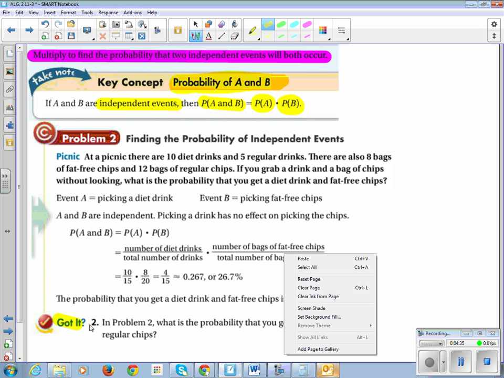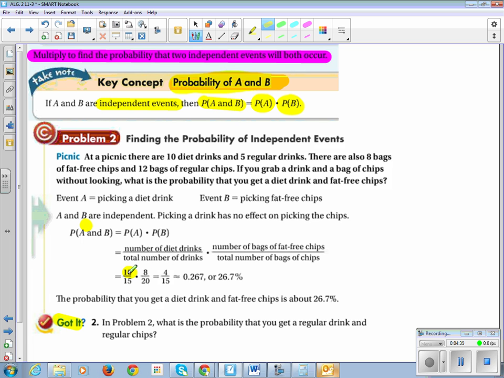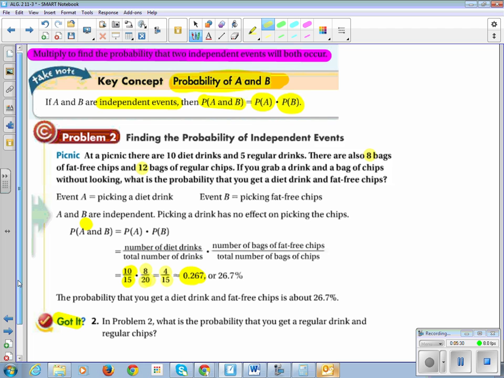So you take the number of diet drinks, which is 10, divided by the number of drinks, which is 15. And then the number of bags of fat-free chips, which is 8, divided by the total number of chips, which is 20. Wait, that says 12. Oh, because that's 12 regular. 8 fat-free and 12 regular give us a total of 20. That gives us 80 over 300, which gives us 4 over 15. And that's approximately equal to 0.267 or 26.7%. So the probability that you get a diet drink and fat-free chips is about 26.7%.